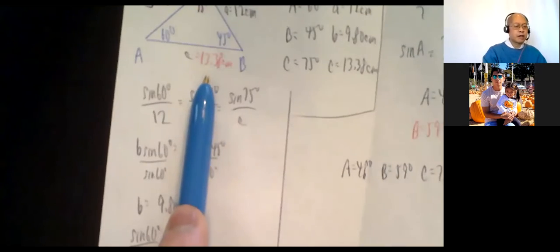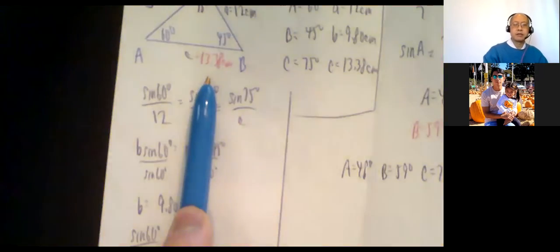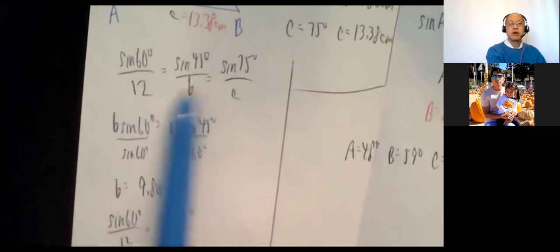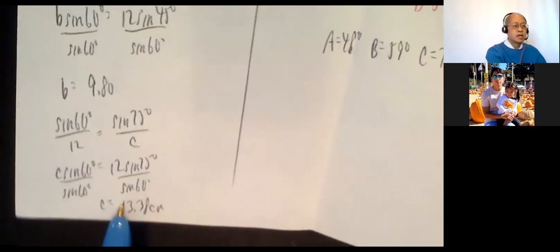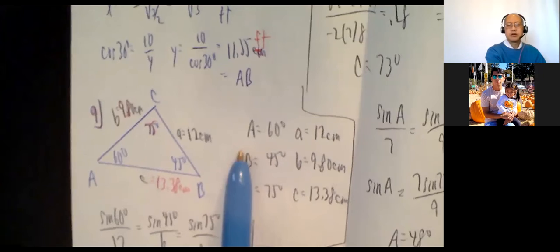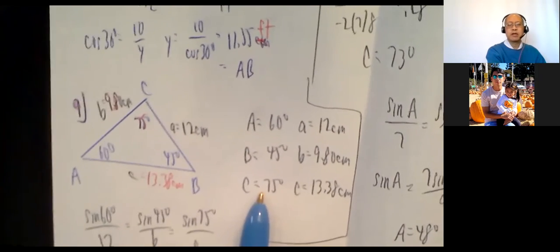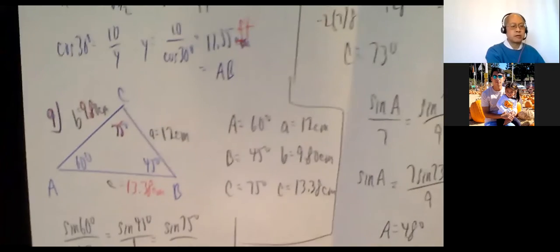And then cross multiply here. That times that equals that times that. So C sine of 60 degrees equals 12 sine of 75 degrees. Again, divide by sine of 60 degrees. C is about 13.38. So here is the triangle solved. The angles A, B, and C are 60 degrees, 45 degrees, and 75 degrees, and the sides are 12, 9.80, and 13.38 centimeters.